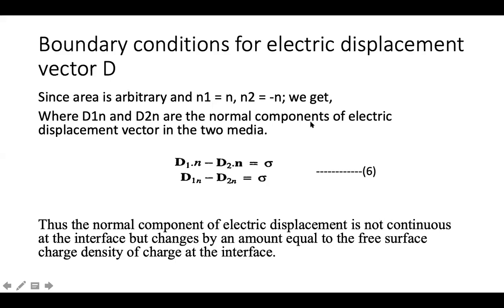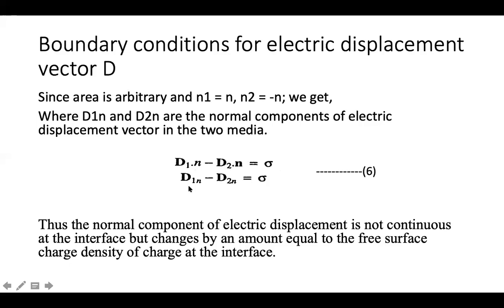So what do we get? We get D1n and D2n, the normal components of the electric displacement vector in the two media. Replacing n1 with n and n2 with minus n, we get D1n minus D2n is equal to sigma. This is just a representation: D1 dot n I'm representing as D1n, and D2 dot n as D2n.